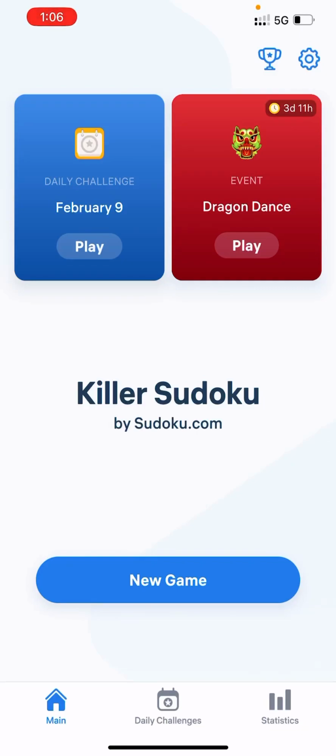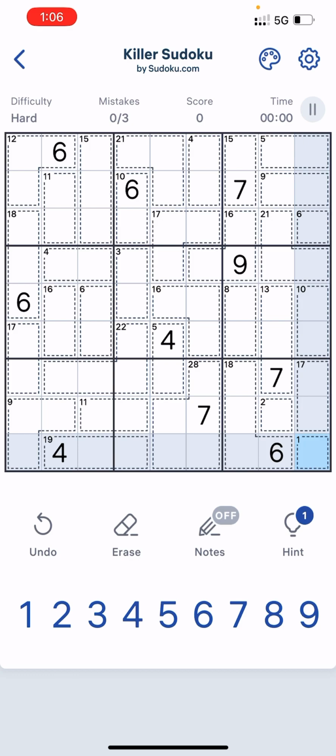Alright, so let's move on with me. Let's play Sudoku. And here we go. Filling those single boxes. Now those boxes with 2. Yep, okay.